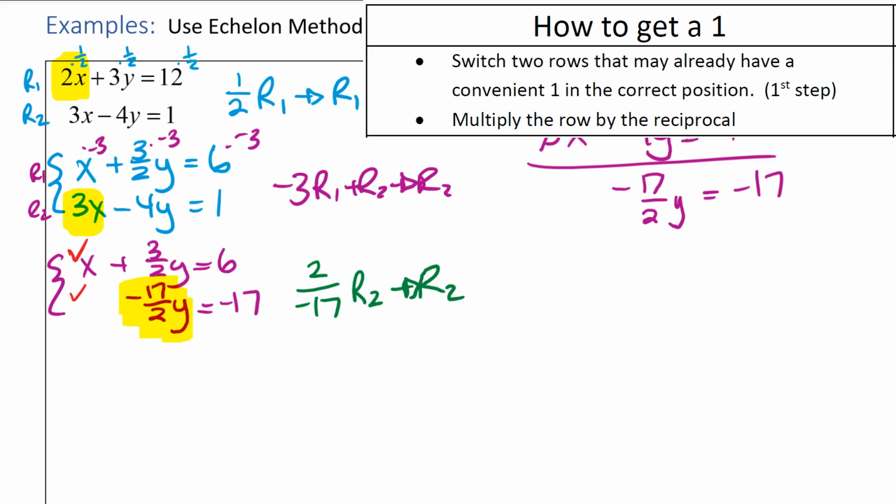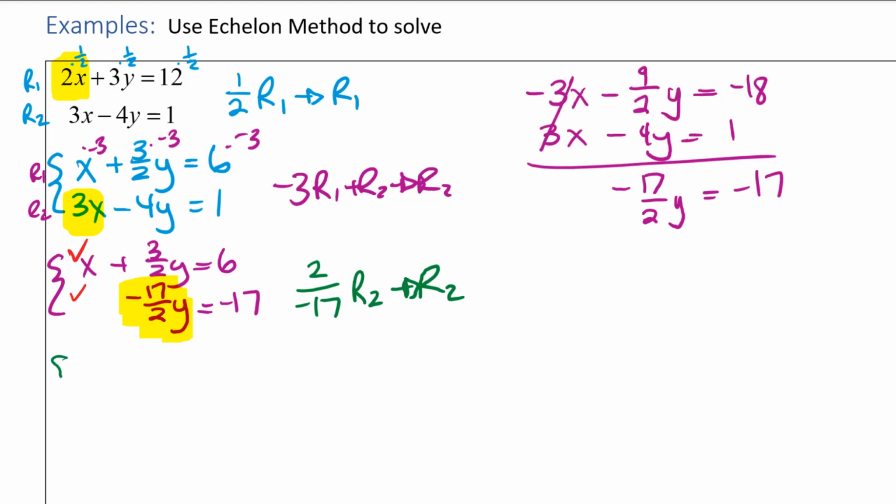So I'm going to take the reciprocal, which is 2 over -17, times row 2, and put it back into row 2. What happens to row 1? Nothing. Row 1 stays the same. So if I'm multiplying by 2 over -17 on both sides, notice the -17s divide out, the 2s divide out, and even on the right side, the -17s divide out, and you're just left with 2.